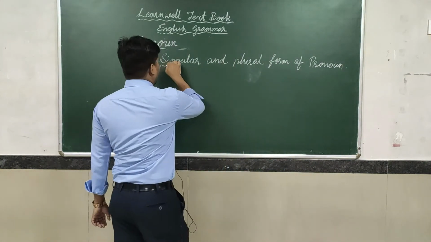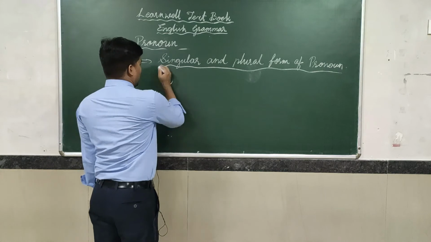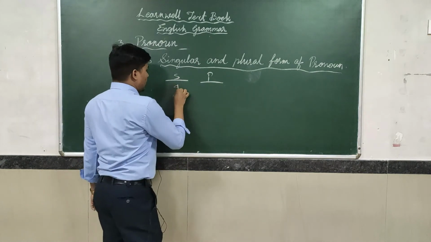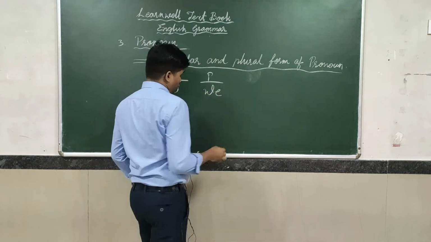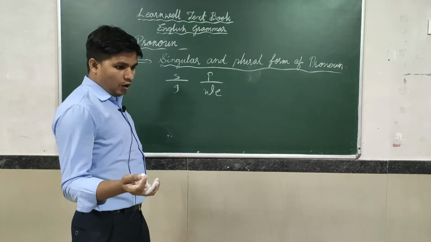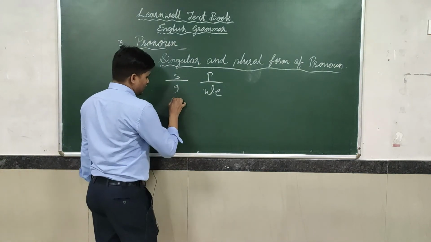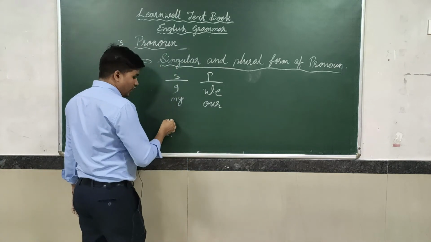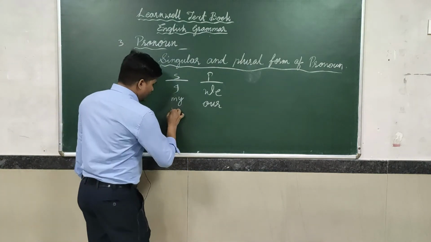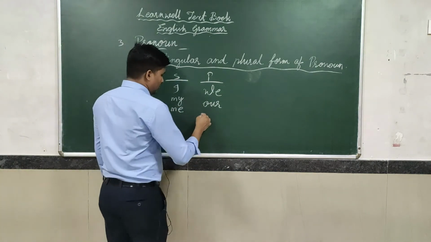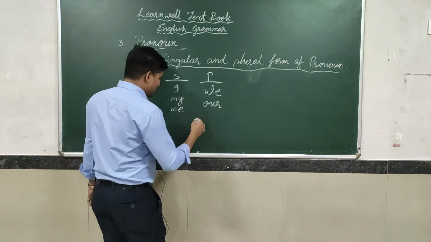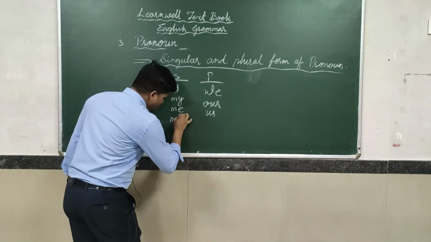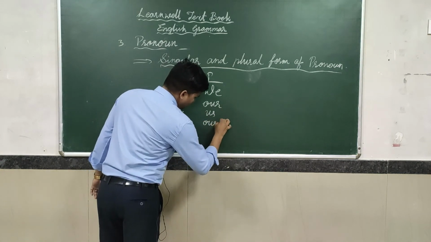Just keep in mind, how is it possible if I say singular and plural? Okay, singular means S, plural means P. Singular, for example, if I say I, plural form, we. Getting my point? Next, my, plural form, after my will come ours. The same way, you can also write me, its plural form, us. Next, mine, plural form, us.